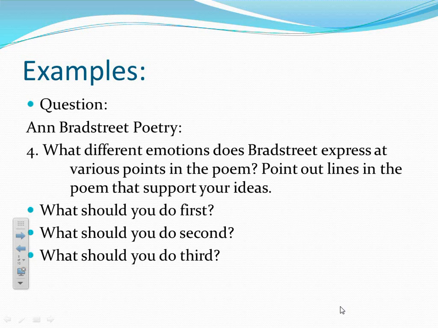And this question is asking you to, 1, find different points in the poem when Bradstreet has different emotions. And probably the emotions are going to be about her house burning down, so how does she feel at the beginning, middle, and end? It says specifically point out lines in the poem, which means it wants quotes, examples, concrete details. So you're going to have to go back to the poem, maybe reread it, and then find specific details that show how she felt. So that's the first thing you do.